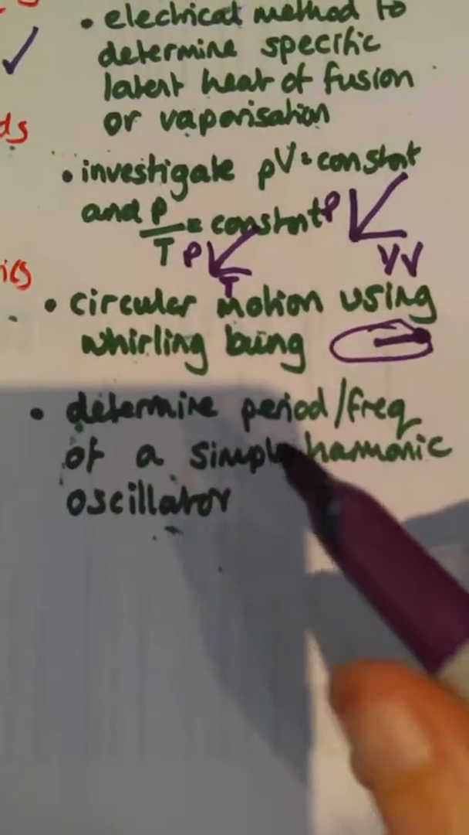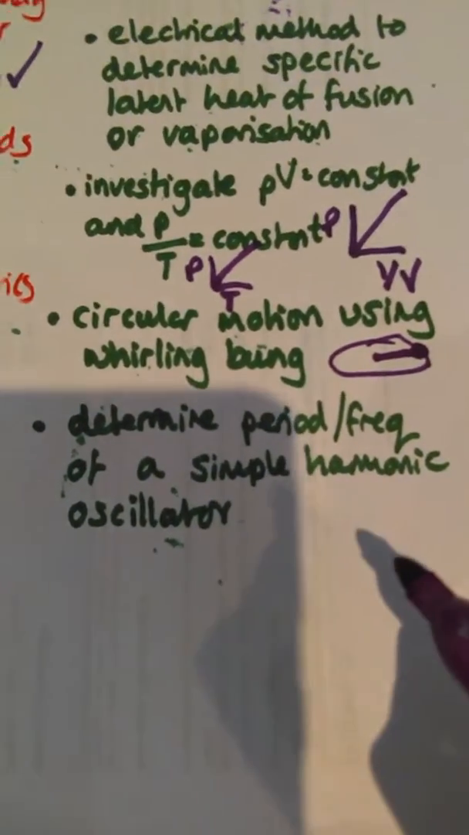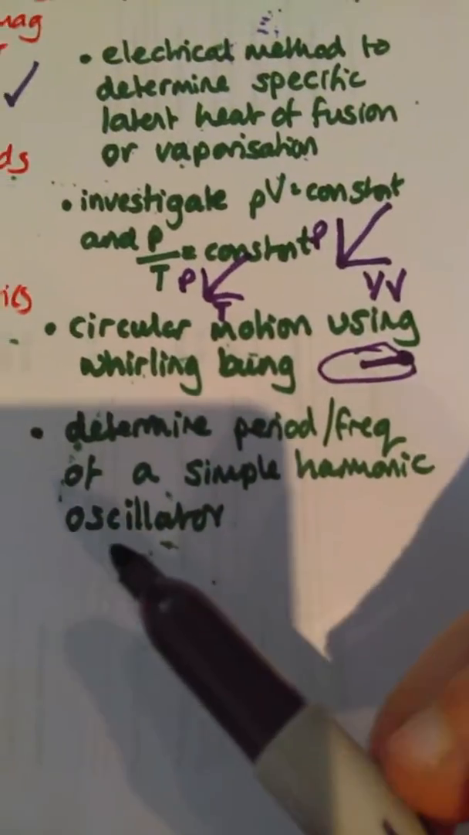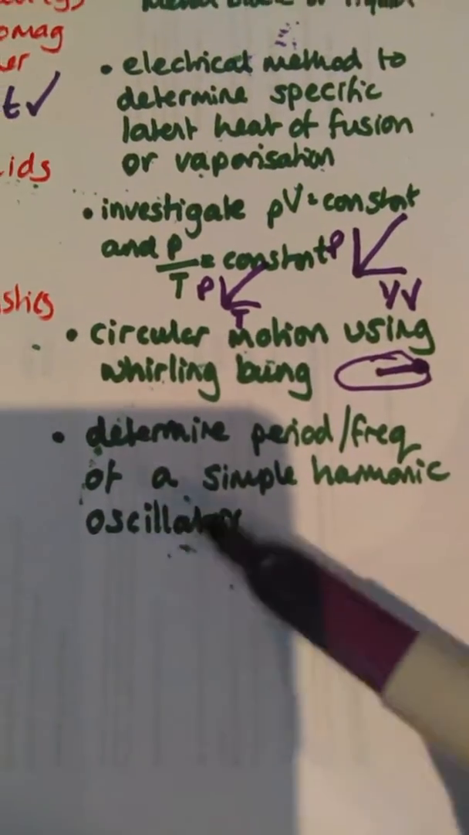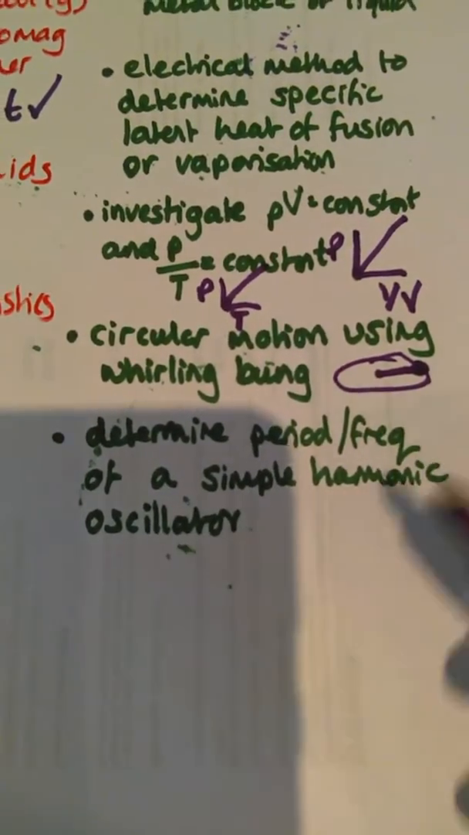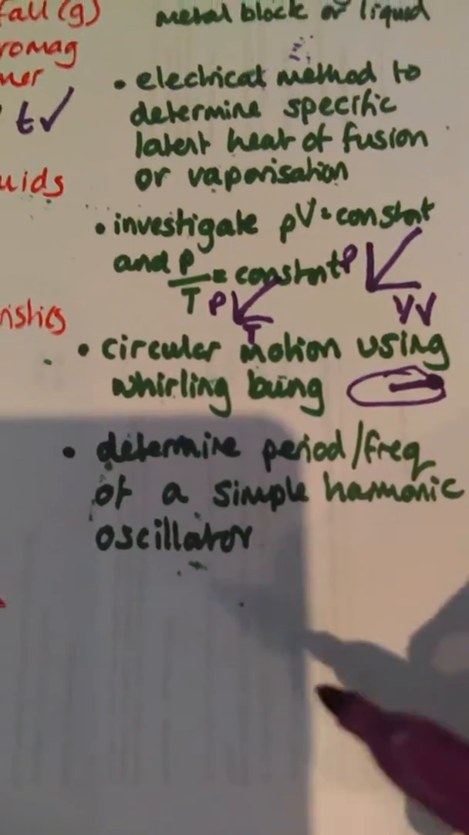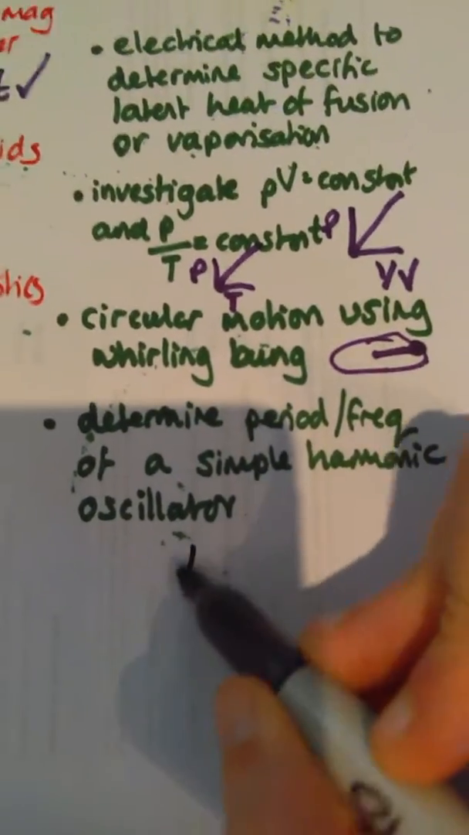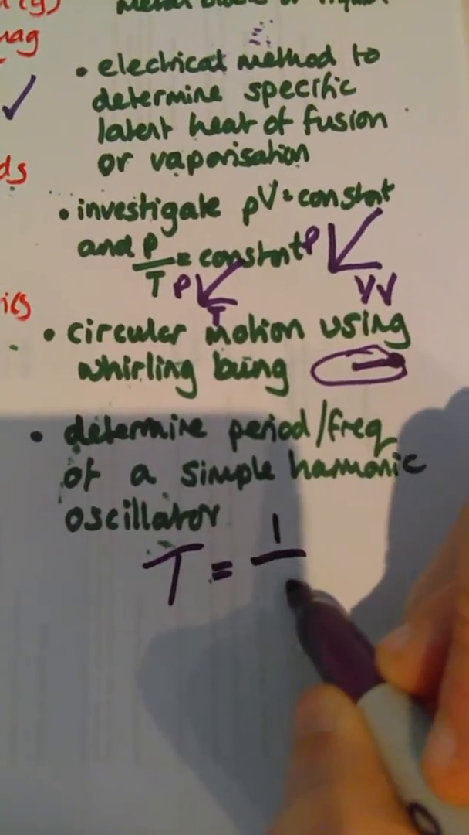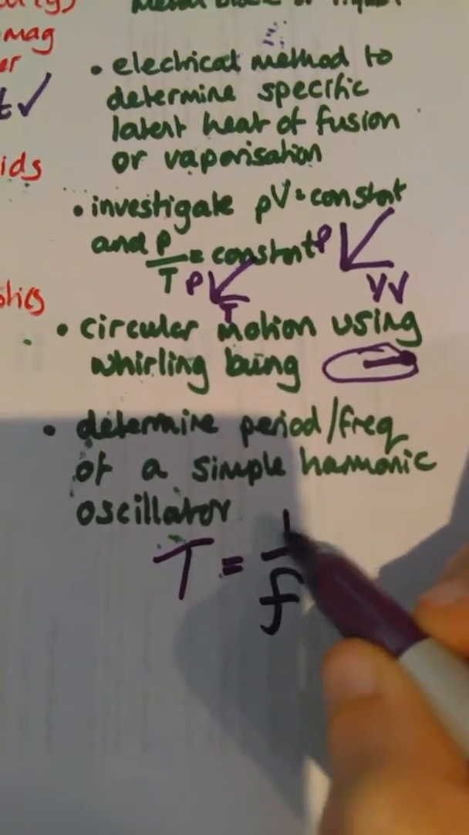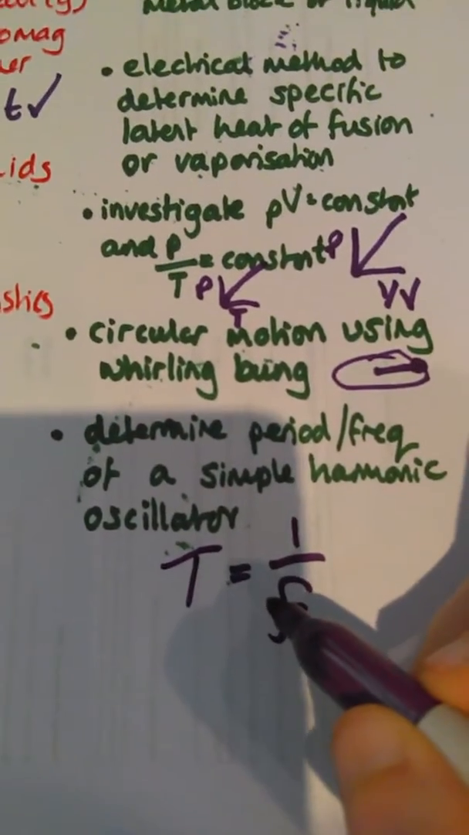Okay, and the last one, determine period and frequency of a simple harmonic oscillator. That's just, I suppose, timing it for a number of oscillations and then dividing your time by the number of oscillations to find the period. And remembering, if you want to find the frequency, if you know the period, frequency is 1 over period and period is 1 over frequency.